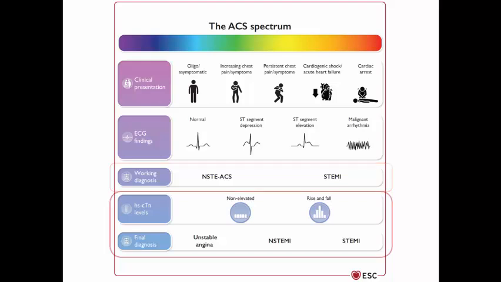In case of non-ST elevation, you arrange for high sensitivity cardiac troponins, which may be non-elevated or show a detectable rise and or fall. Then the final diagnosis is divided into unstable angina, in which the cardiac biomarkers are normal, non-STEMI, which is non-ST elevation acute coronary syndrome with elevated biomarkers, or ST elevation myocardial infarction from the start.